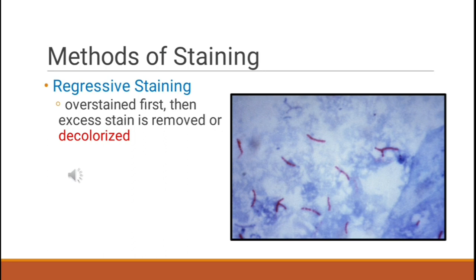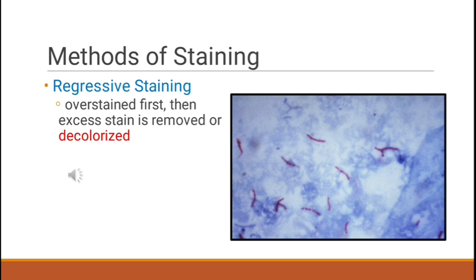Next, we have regressive staining. With this technique, the tissue is first overstained to obliterate the cellular details, and the excess stain is removed or decolorized from unwanted parts of the tissue until the desired intensity of color is obtained.